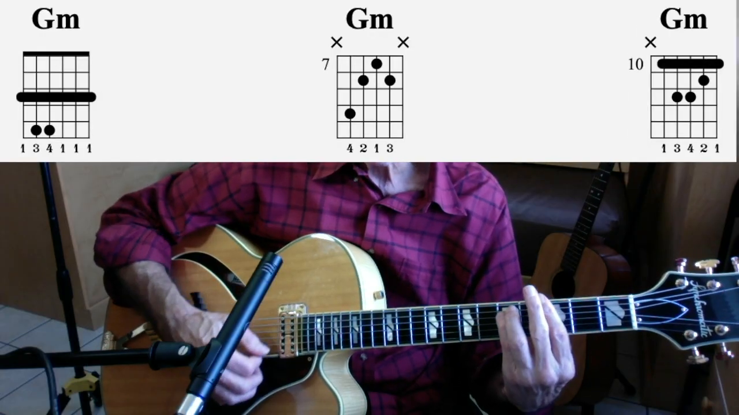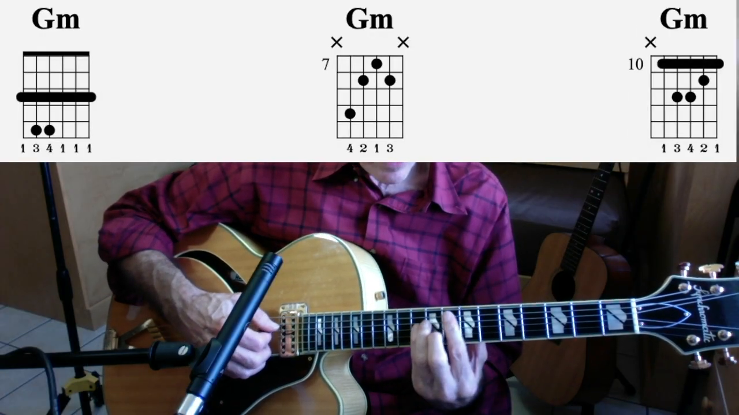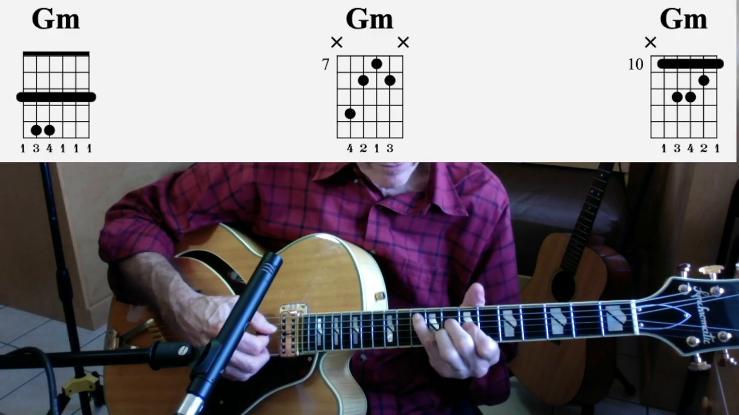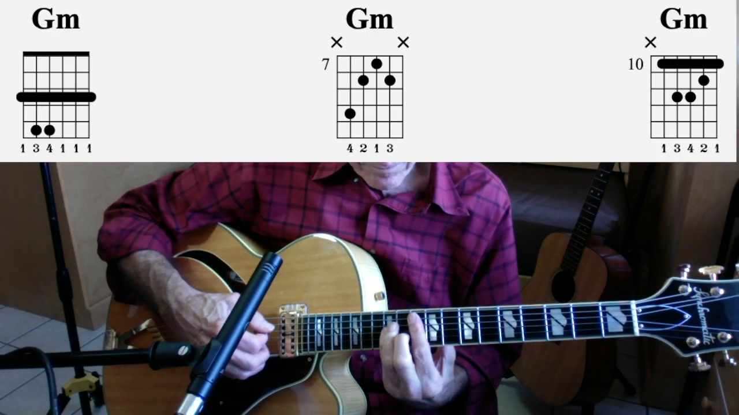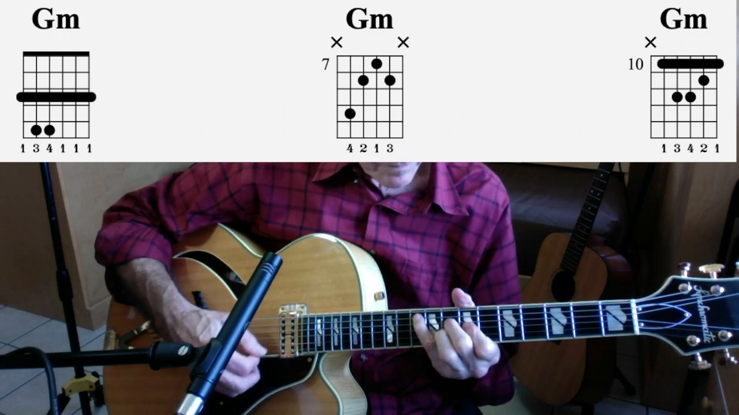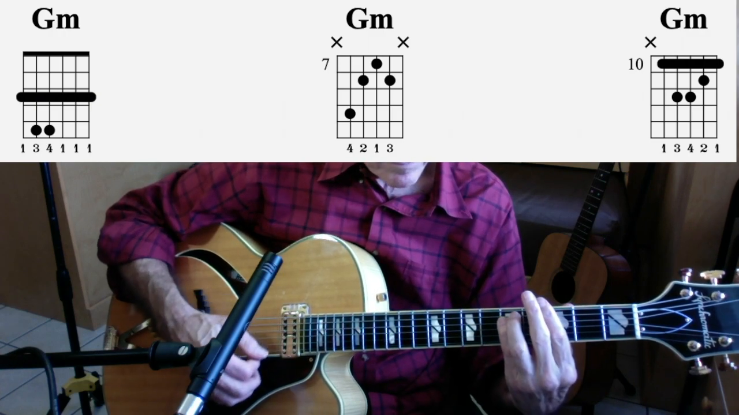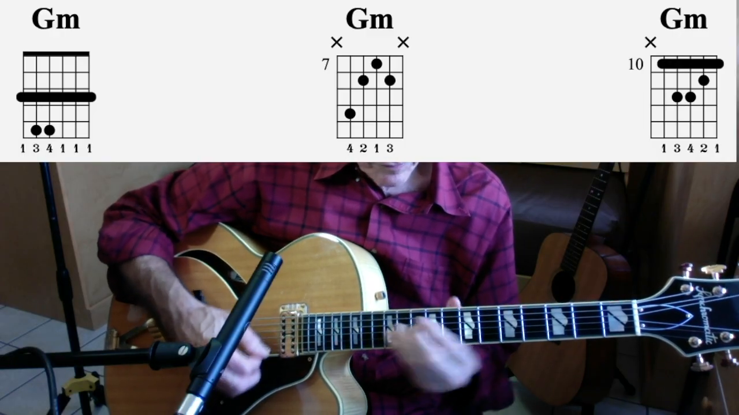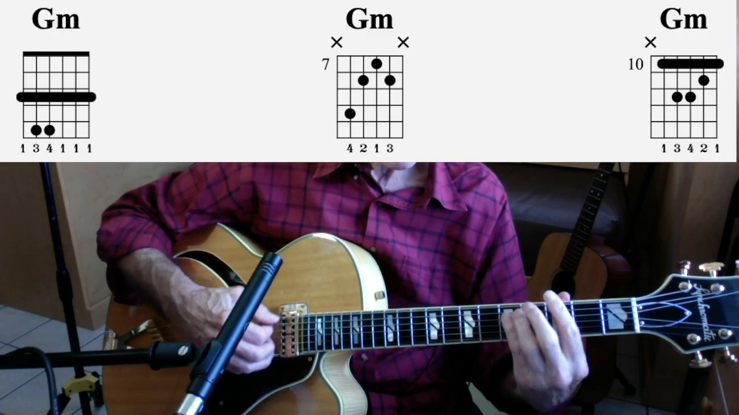G minor, 3rd fret, and then we're up here on the 7th fret, then on the 10th. 3rd fret, G minor, 7th fret, 10th fret, 7th fret, G minor. There you go. There's your minor chords. Okay, so that takes care of that.